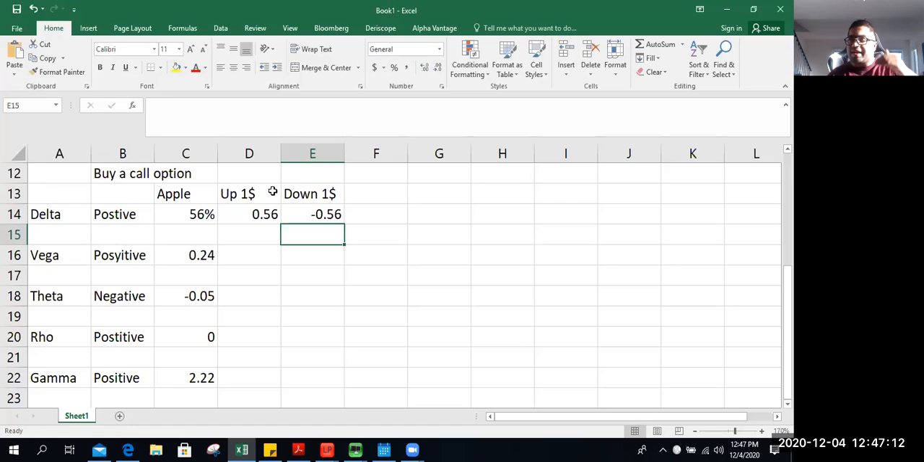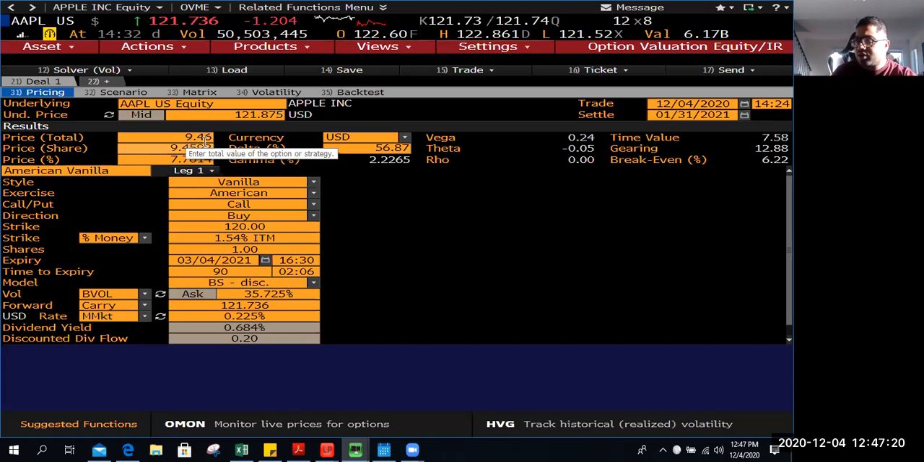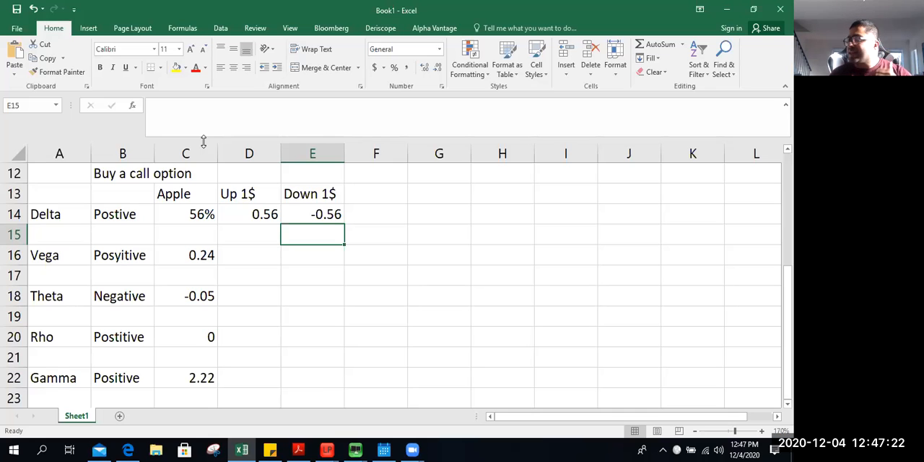So if Apple goes up $10, this option will go up by $5.60, right? What is the option price right now? It is $9. So you can estimate what will be the impact on this option if Apple moves up or down. So that impact is 56%. Now this is true for smaller moves, right? Within 1 to 2%, if the Apple moves, it is true. But you have to make certain adjustments if the moves are larger.